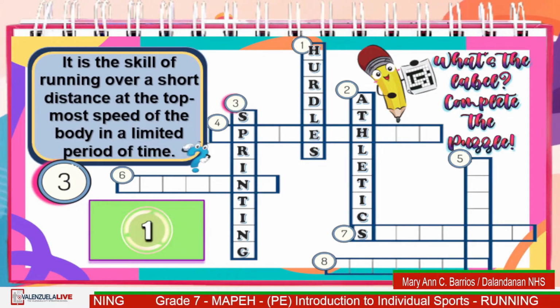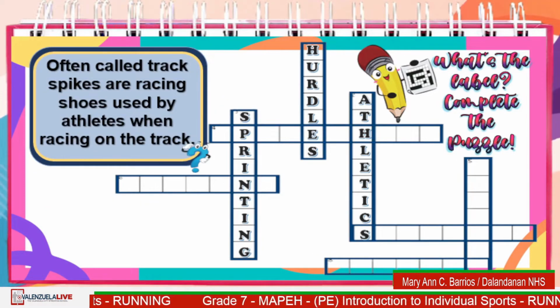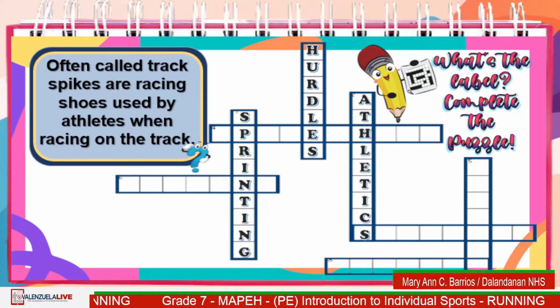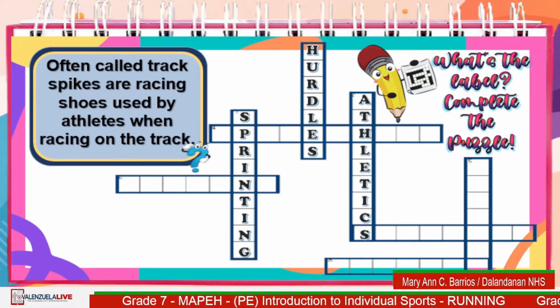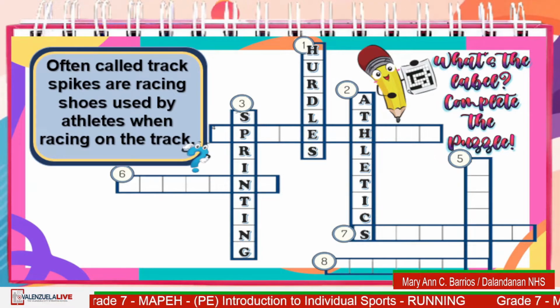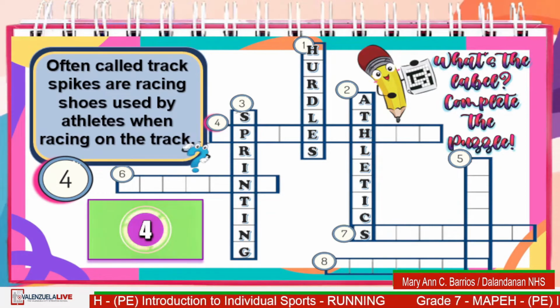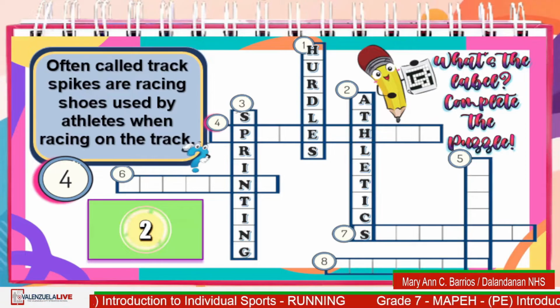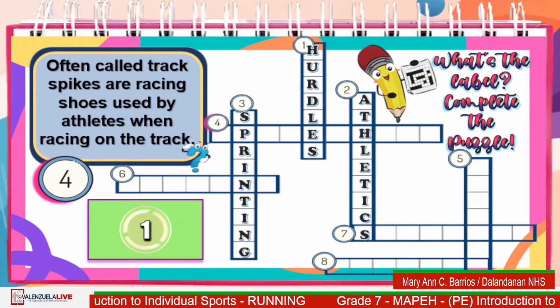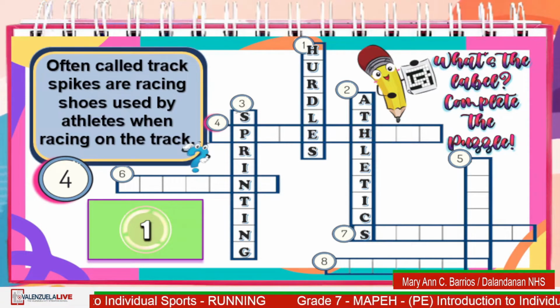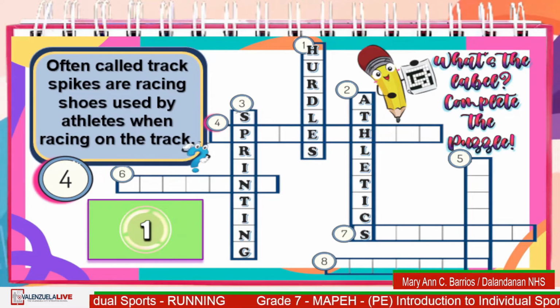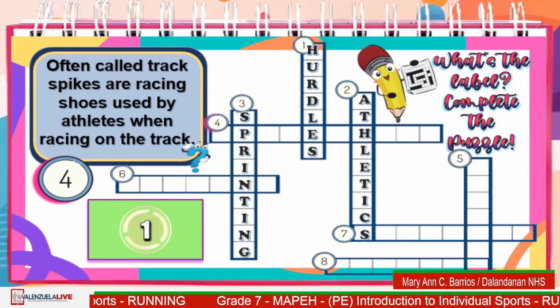Number 4. Often called track spikes, are racing shoes used by athletes when racing on the track. Timer starts now. Time is up. Exactly. The answer is spike shoes. Good one.